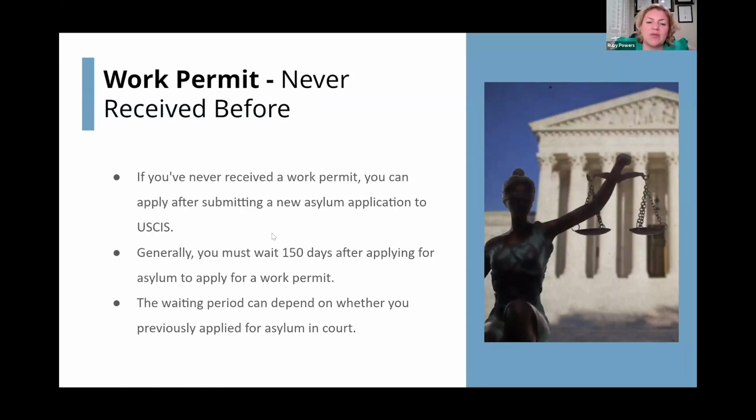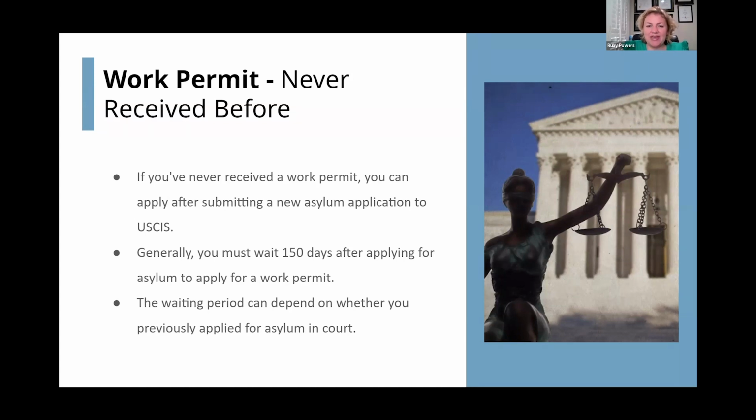So let's say you've never received a work permit before, you can apply after your case gets dismissed for a new asylum application with USCIS. Then you wait 150 days to apply for work authorization. Now, this can depend on whether you can recapture the filing date that you applied before, and if you could do that, then you can use that old filing date and not have to wait the new 150 days.